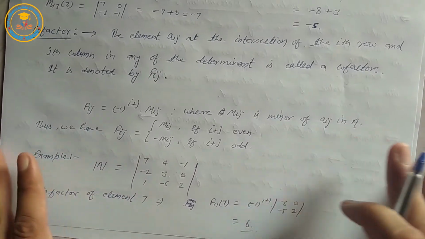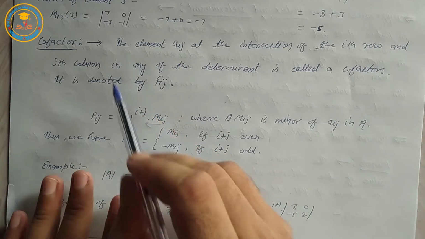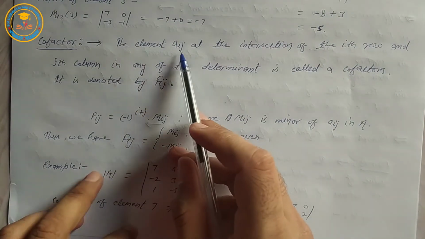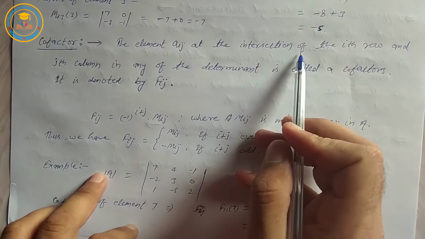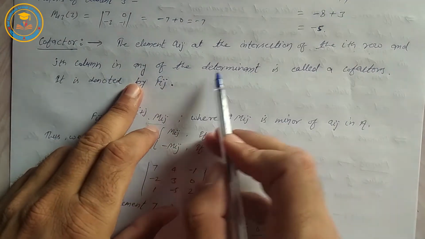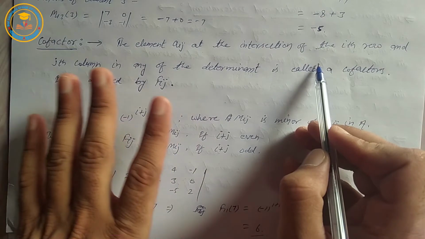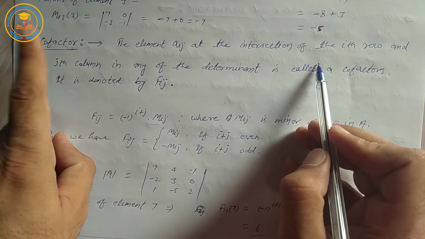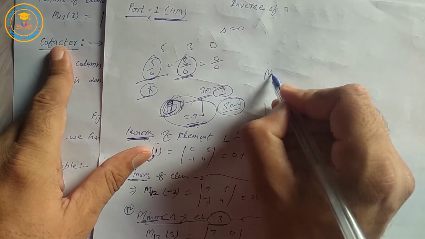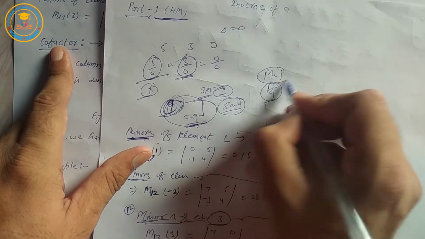Next topic, cofactor. Definition of cofactor: the element Aij at the intersection of the ith row and jth column in the determinant is called a cofactor. It is denoted by Fij. Minors are denoted by Mij and cofactors are denoted by Fij.